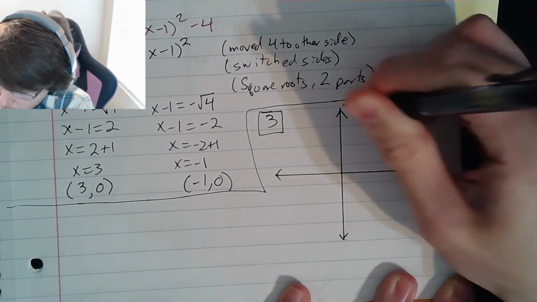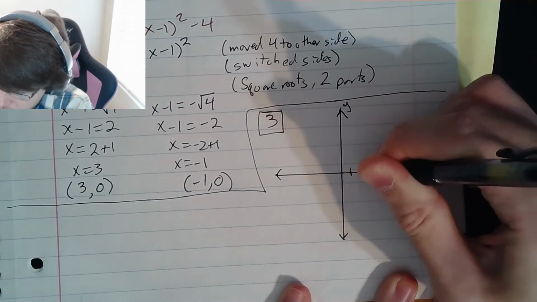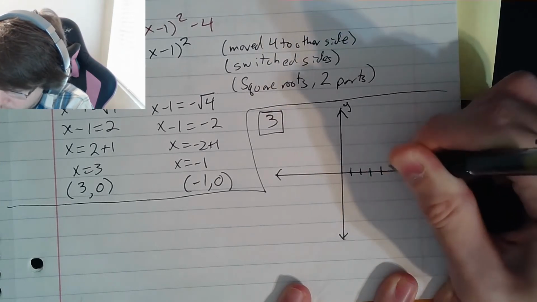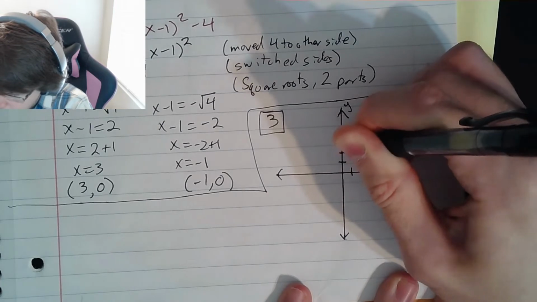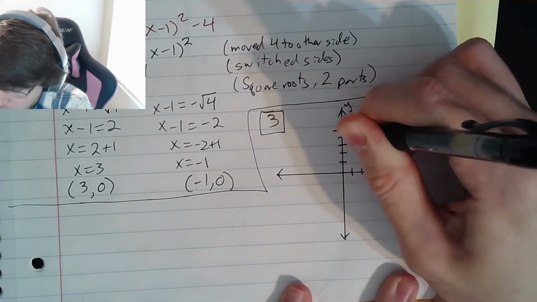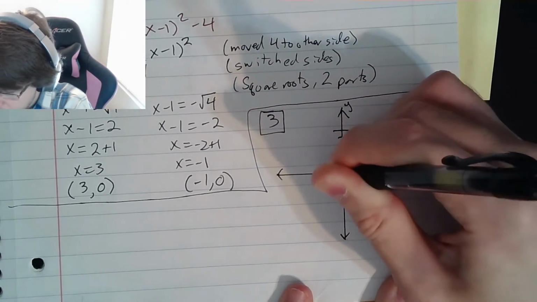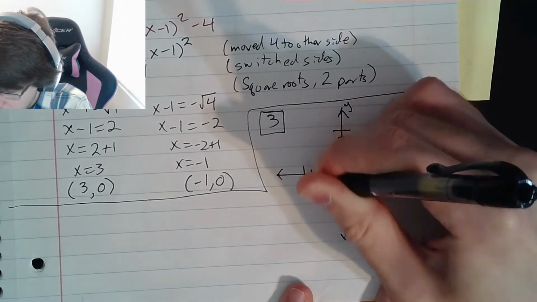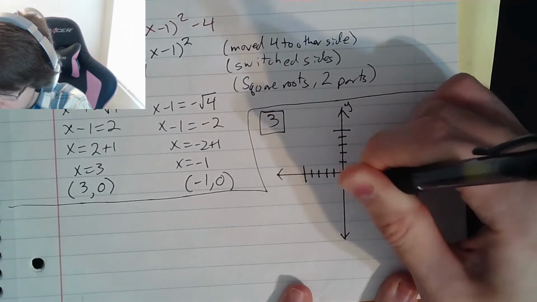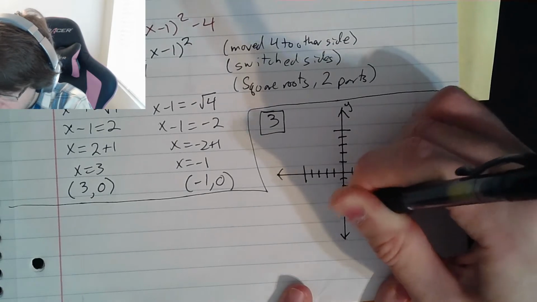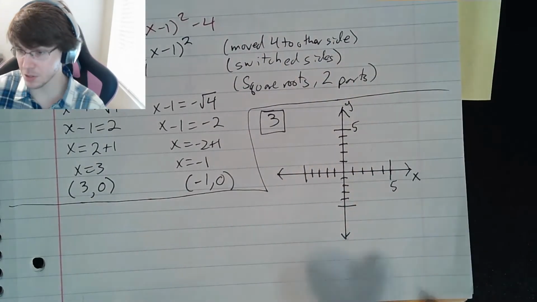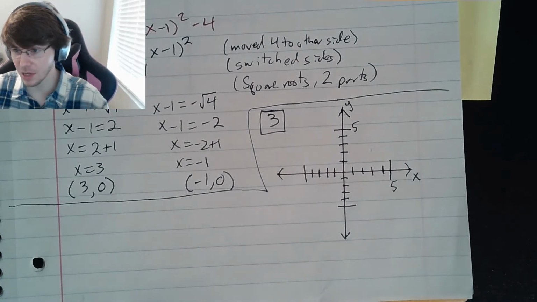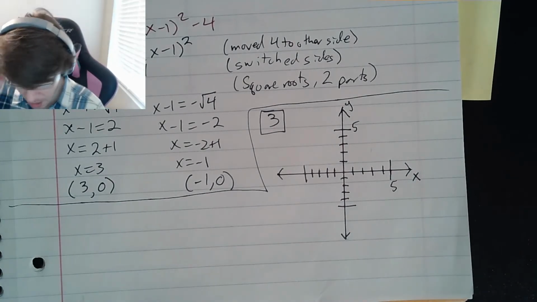X, Y, tick marks. 1, 2, 3, 4. Big one, 5. Repeat in each direction. Okay. Label this a 5. Label this a 5. Again, it's optional to label the negative ones, so I'm just not going to label the negative ones. I'm only labeling the positives.